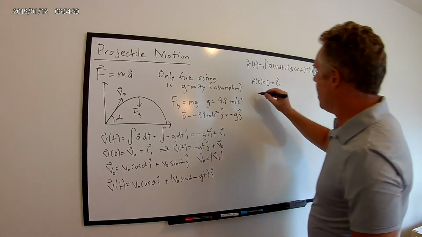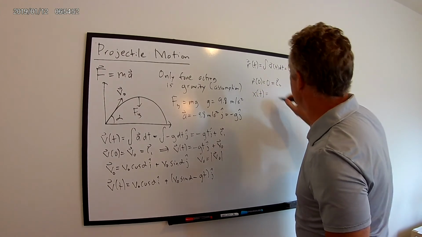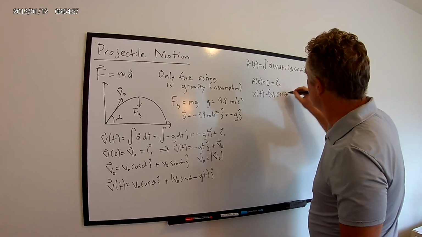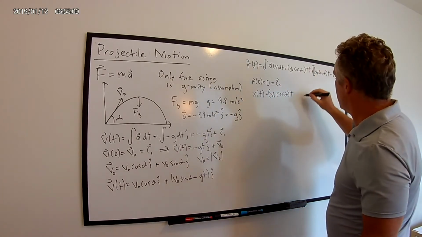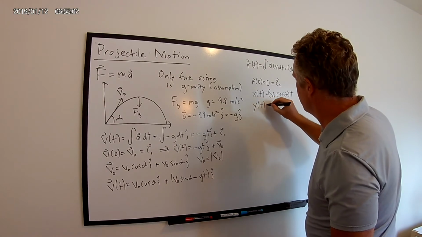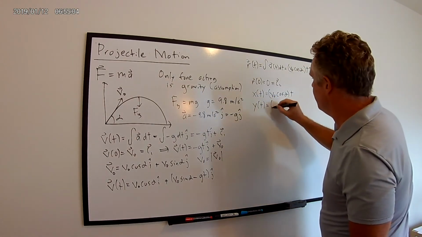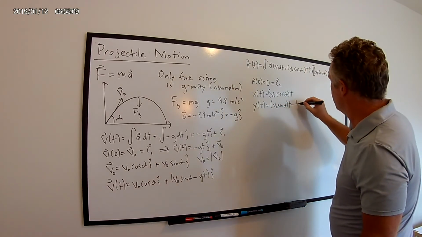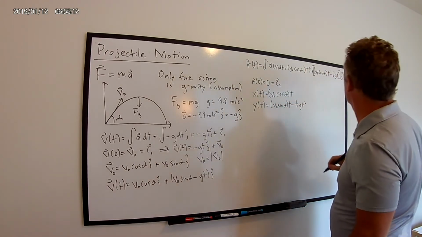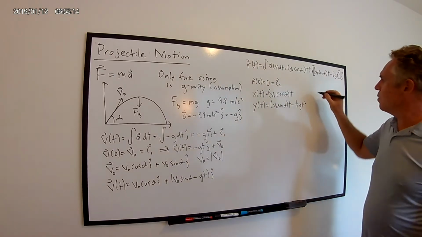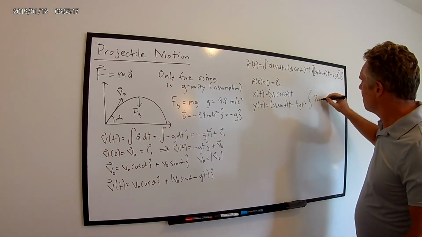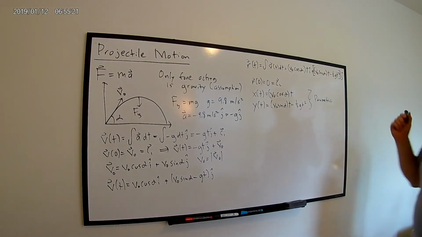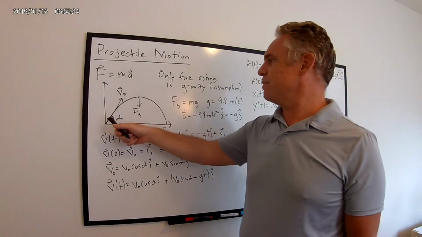Now if we write it in terms of x and y, x of t equals v0 cosine of alpha times t, and y of t equals v0 sine of alpha times t minus 1/2 gt squared. Okay, that's the y component. So these are parametric equations that give the position of a projectile as a function of time as it goes along this path.